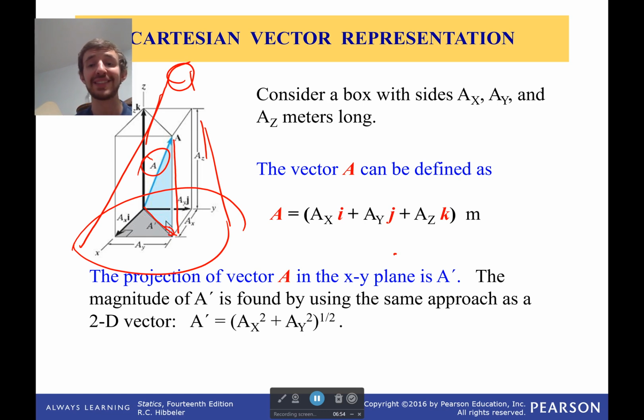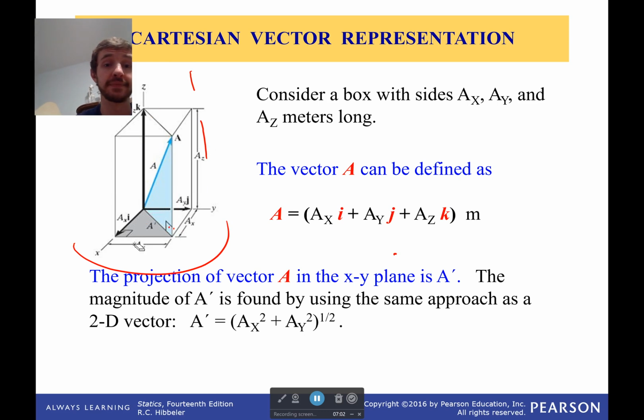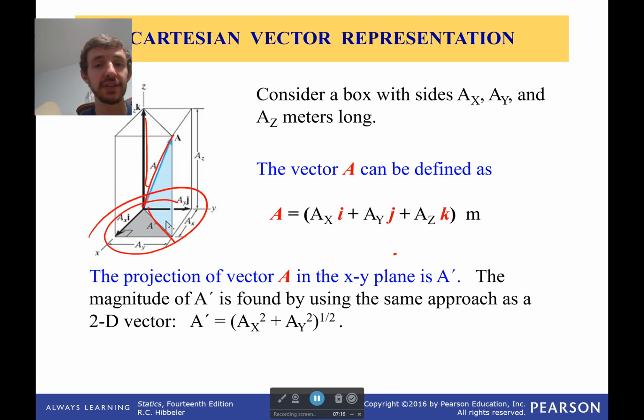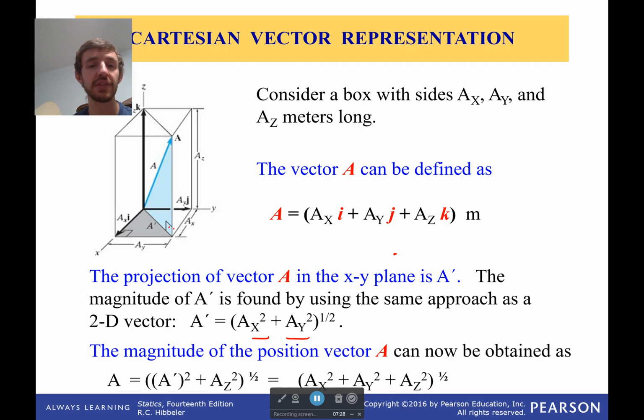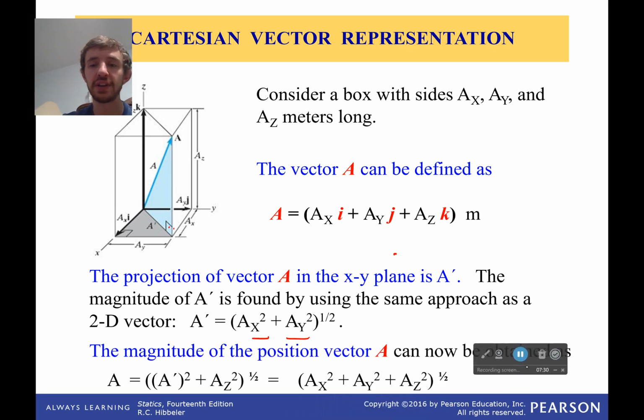We can find that using the same approach as a 2D vector, because this vector and these two components are all in the same plane, so it's just like our 2D case. We could find A prime by looking at this together. It's just going to be Ax squared plus Ay squared, and then the square root of that. Then we can find the magnitude of A, or our z component, whatever we want, by using the Pythagorean theorem with the A prime vector, this new vector that we have created. And so we can then solve for this.